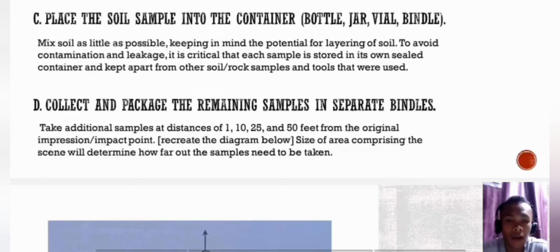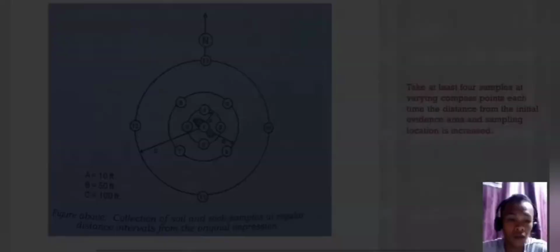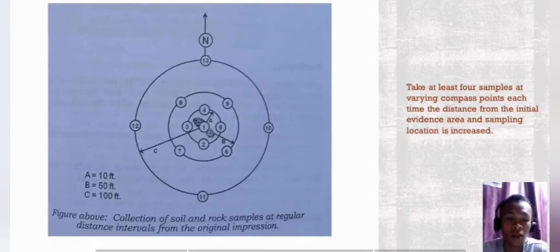Letter D. Collect and package the remaining samples in separate bundles. Take additional samples at distances of 1, 10, 25, and 50 feet from the original impression impact point. Recreate the diagram below. The size of the area comprising the scene will determine how far out the samples need to be taken. Take at least 4 samples at varying compass points each time the distance from the initial evidence area and sampling location is increased.